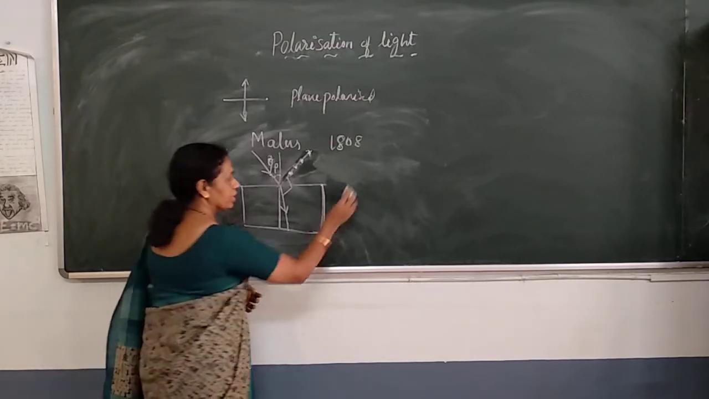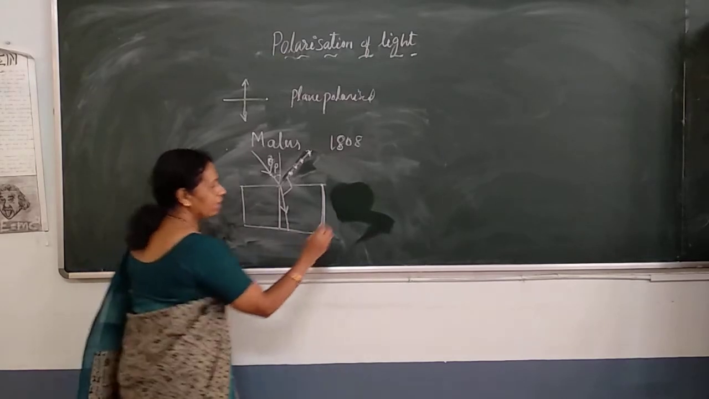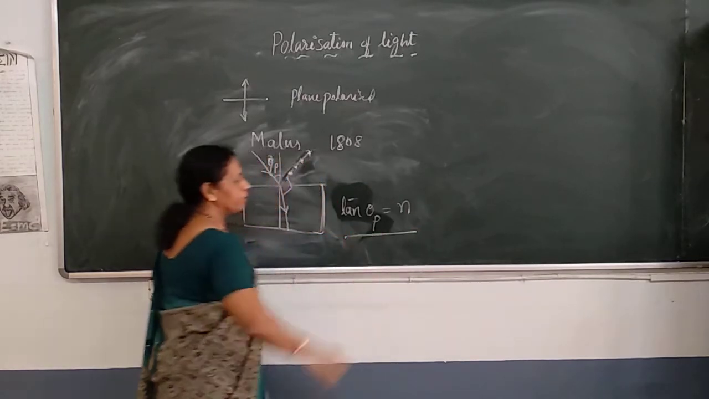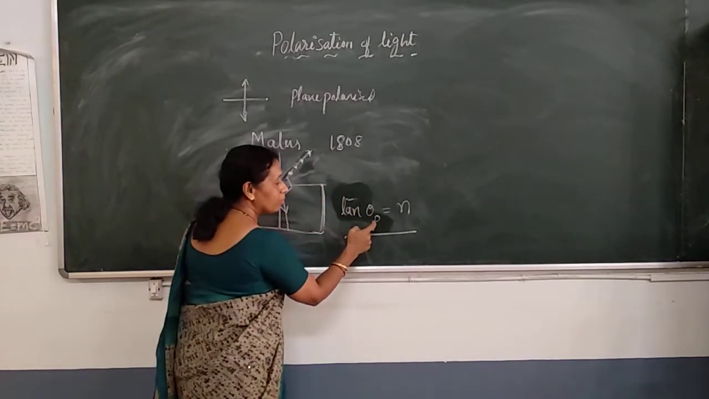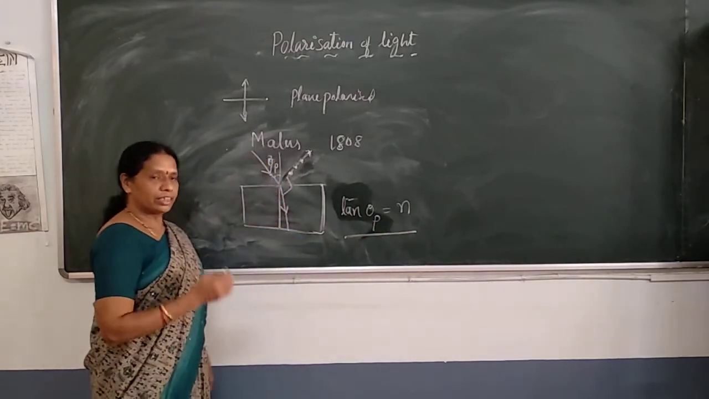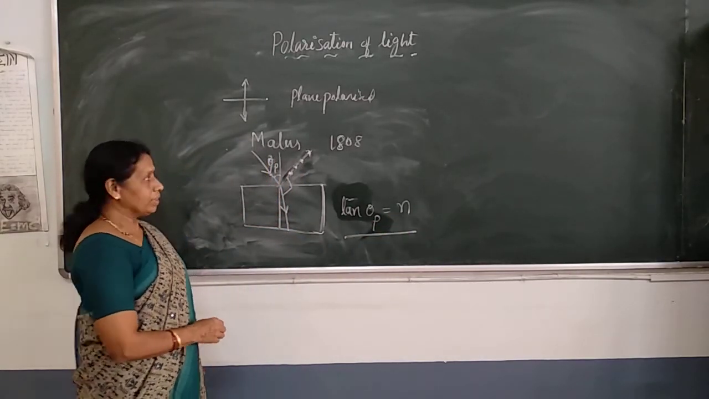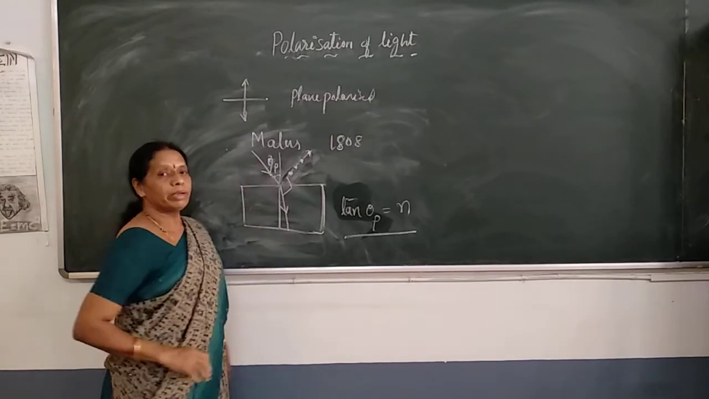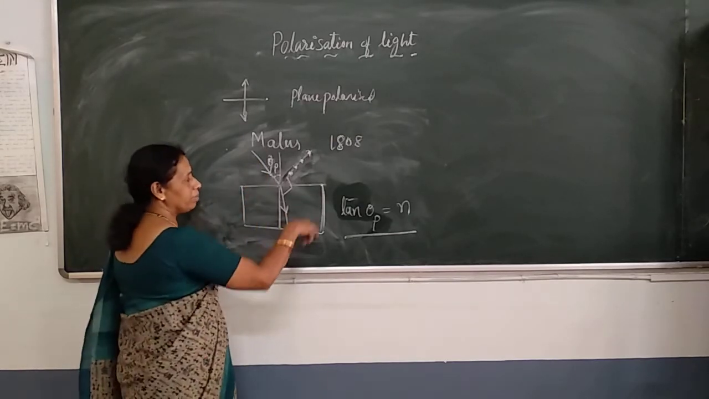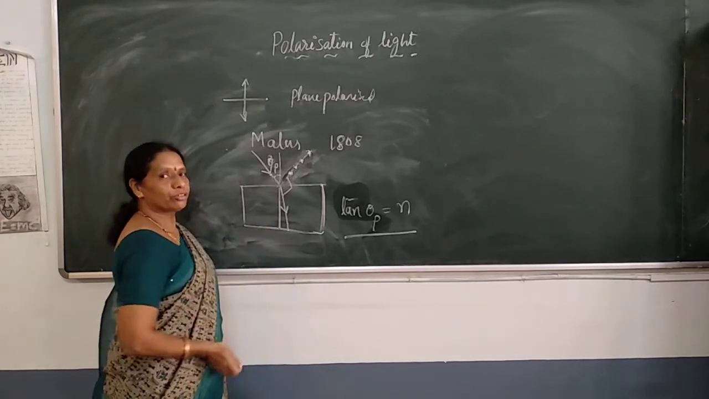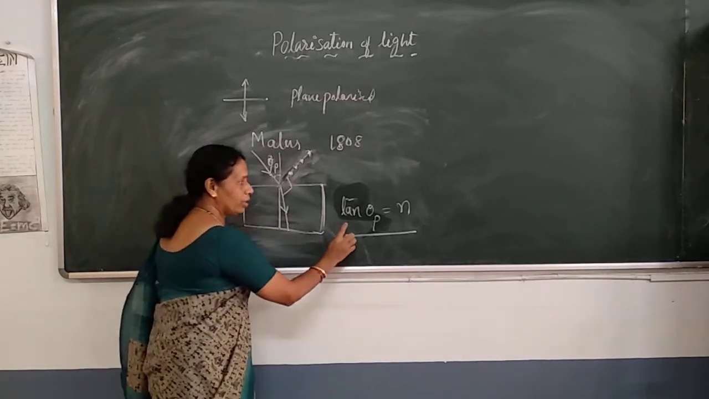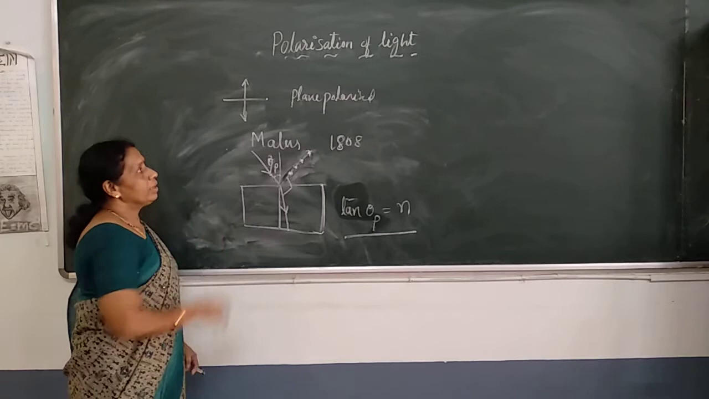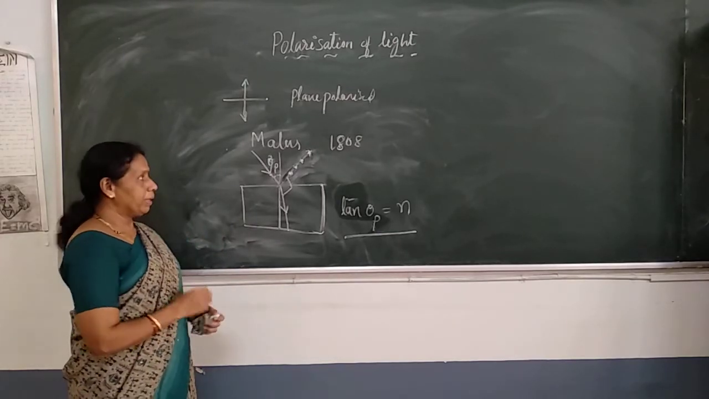Brewster also stated that the tangent of the polarizing angle is always equal to the refractive index of the medium, and this law is called Brewster's law. This is how a completely plane polarized beam is produced by the method of reflection using a transparent medium such as glass or water. What is Brewster's law? Tangent of the polarizing angle is equal to the refractive index of the medium. This is about the production of plane polarized beam by reflection.